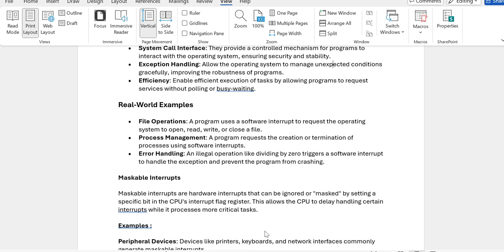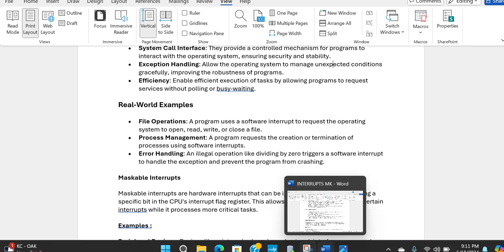Real world examples. File operations: a program uses a software interrupt to request the operating system to read, write, or close a file. Process management: a program requests the creation or termination of processes using software interrupts. Error handling: an illegal operation like dividing by zero triggers the software interrupt to handle the exception and prevent the program from crashing.